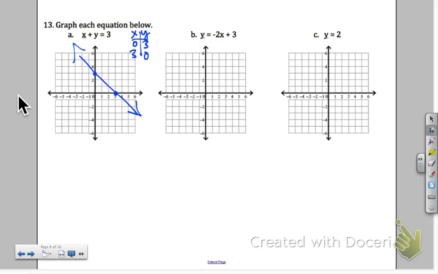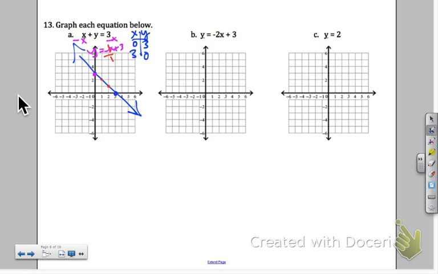Alternatively, you could solve for y. So you do minus x, and you'd have y equals negative x plus 3. And that would be a y-intercept of 3. And then that's a slope of negative 1 over 1. So down 1 over 1, down 1 over 1, and so forth.